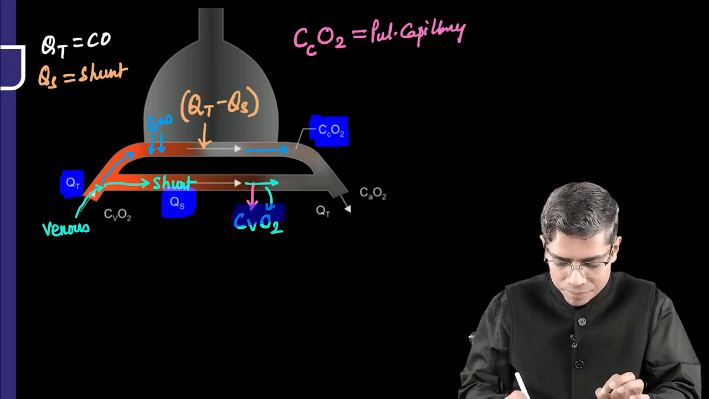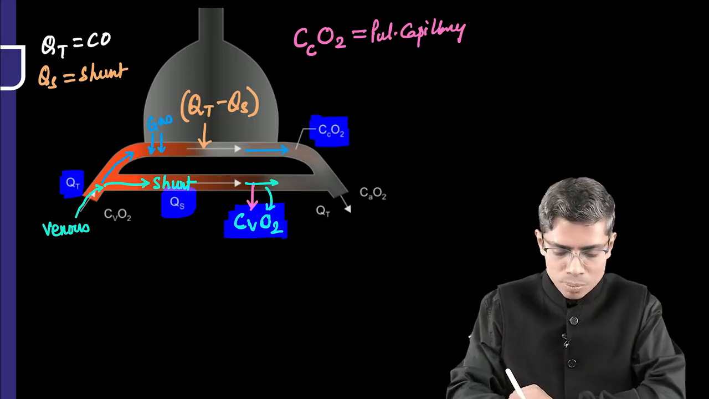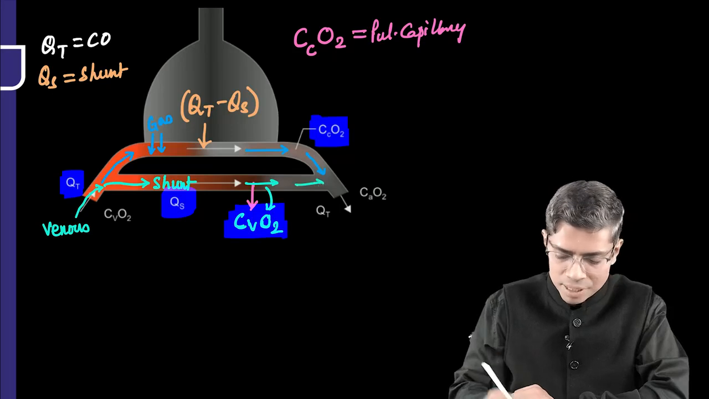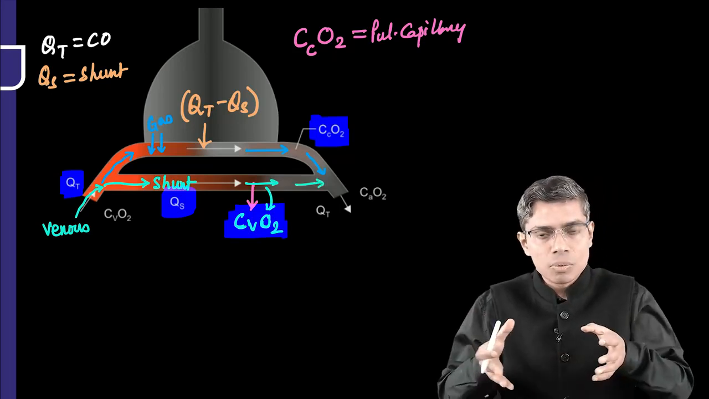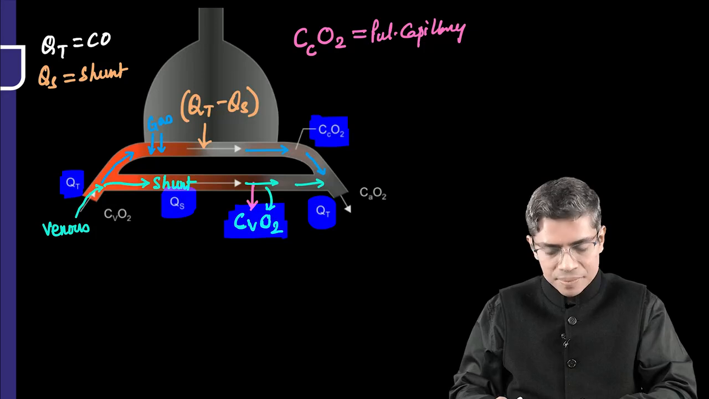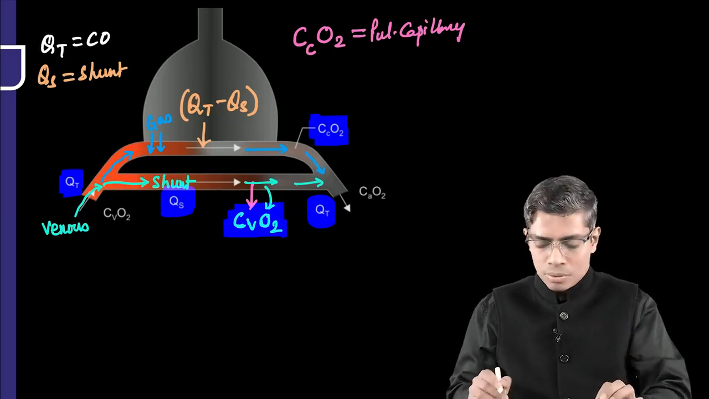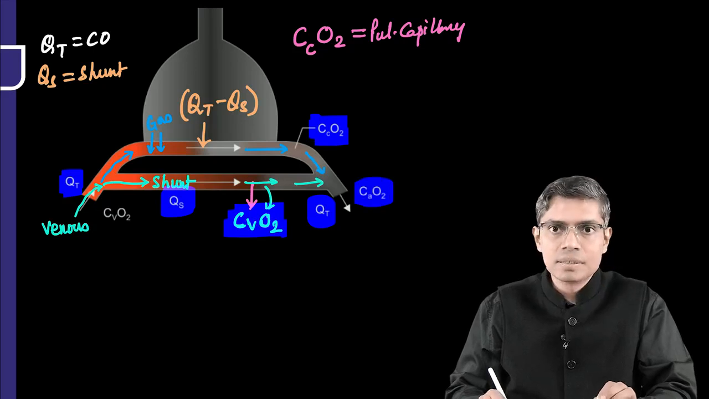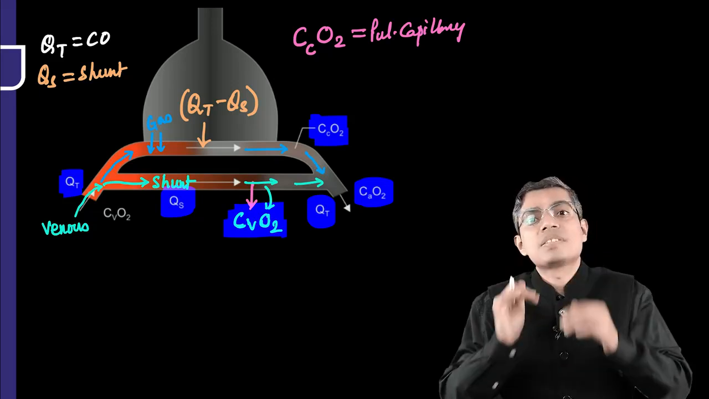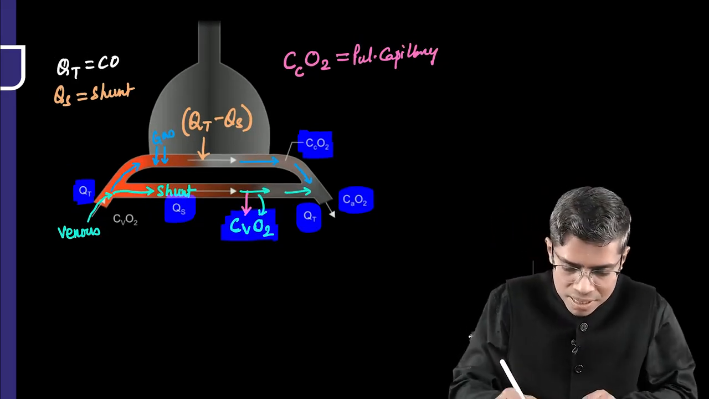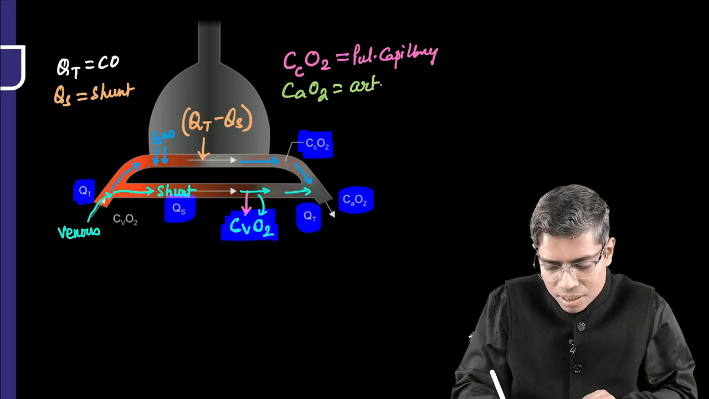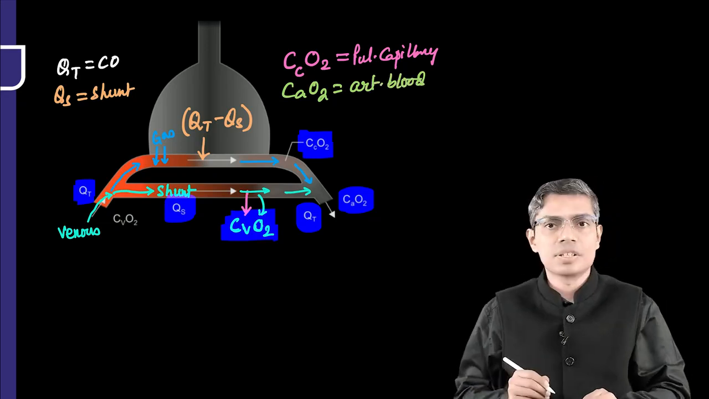Then we know that ultimately these two bloods are going to meet at the other end of the pulmonary capillary, and then again the whole cardiac output will be delivered at the level of systemic circulation, that is the QT. So suppose I find out the partial pressure of oxygen at the level of arterial blood, that is the final oxygen concentration after mixing of these two bloods. So this CaO2 is the arterial blood oxygen concentration, right?